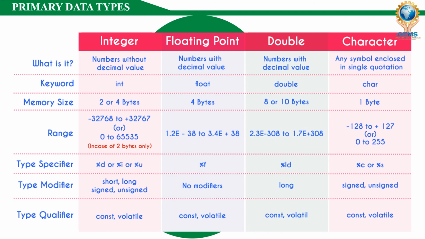Now we have a complete chart about the primary data types. Kindly have a look at this. So integer, floating point, double, character. The keyword is given, the memory size, how much they are going to occupy, their ranges, the specifier type, the type modifier, and the type qualifier are given. So these are the complete details about the primary data types.